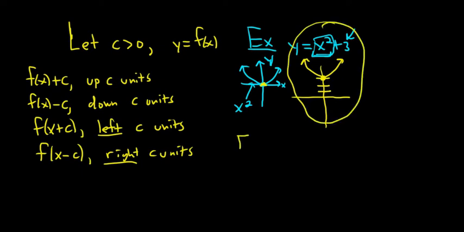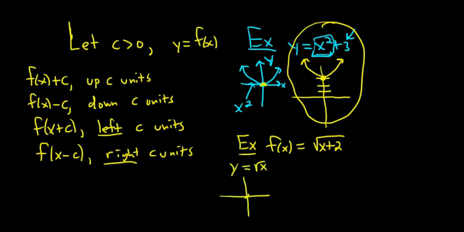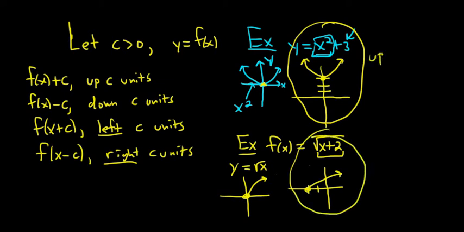Let's look at another example. Say we had f of x equals the square root of x plus 2. In this case, our base function, or our core function, is y equals the square root of x. So it looks like this. That's y equals the square root of x. And we're adding 2 to the x. So you think it's right, but no, it's left. So we take this whole picture and we just go left 2. And there it is. So this would be this function here. In the first case, we went up 3. In this case, we went left 2.